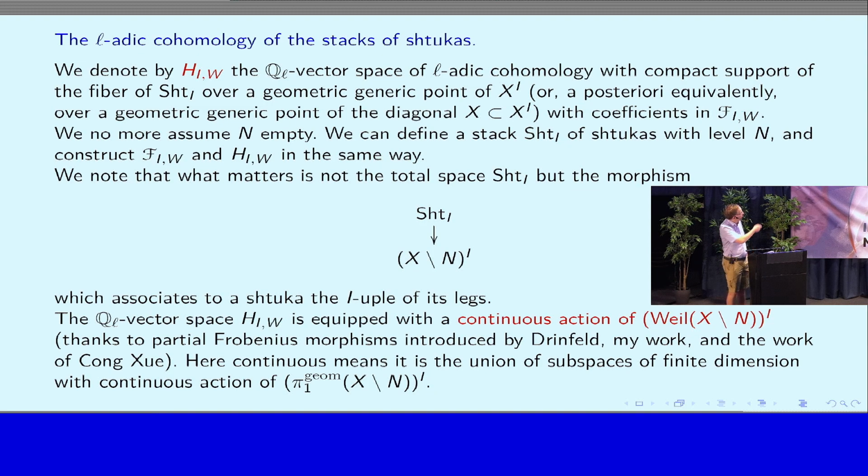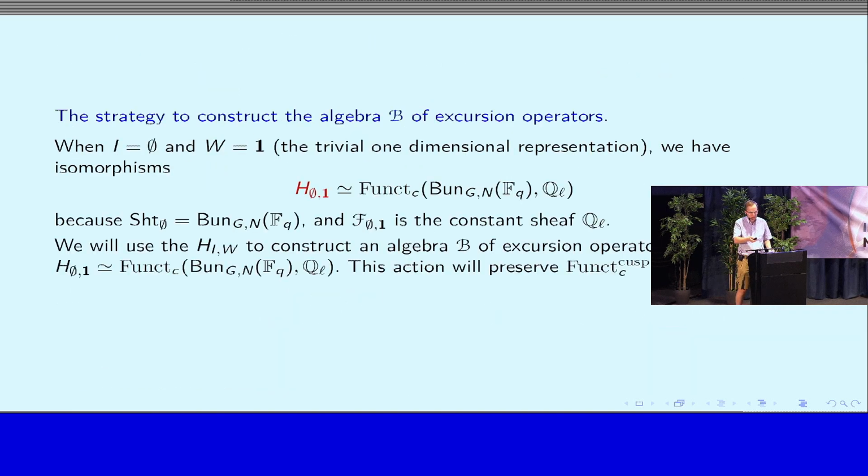So we have this morphism from Sht_I to (X minus N) to the I, which gives the legs. And in fact, the Q_ℓ vector space H_I^W is equipped with a continuous action of π_1 to the I, thanks to partial Frobenius morphisms introduced by Drinfeld, my work, and the work of Xue. Here, continuous means that it is the union of subspaces of finite dimension with continuous action of π_1 geometric to the I. Because the topology of π_1 is only in π_1 geometric, continuity means that it is a union of subspaces of finite dimension with continuous action of π_1 geometric.